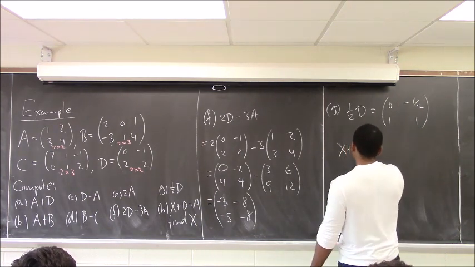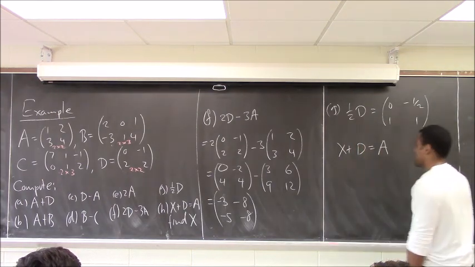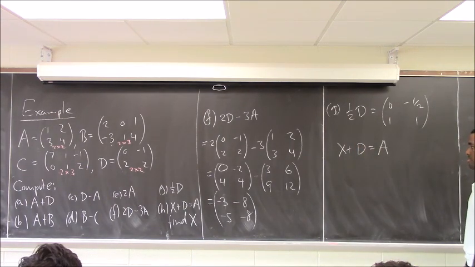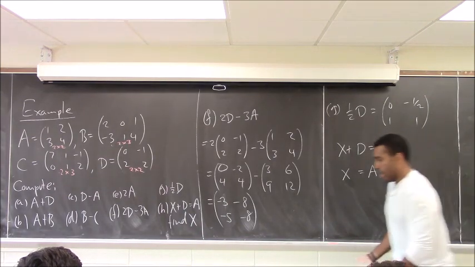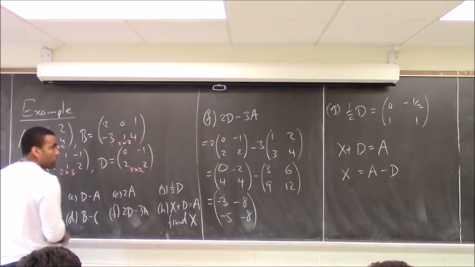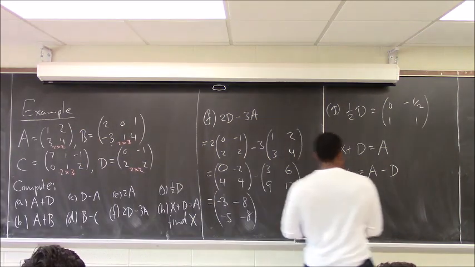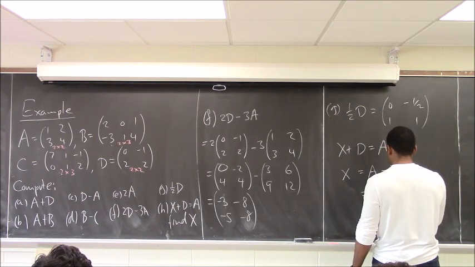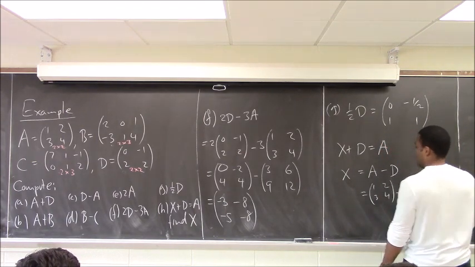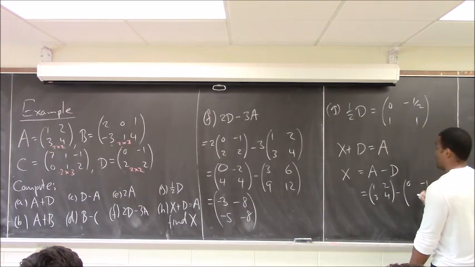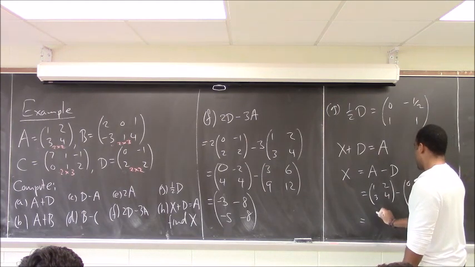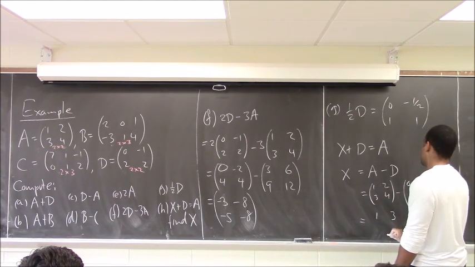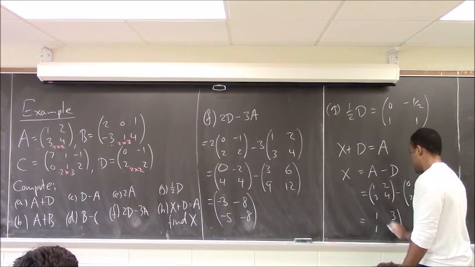Okay, so X plus D equals A. How do you solve for X? A minus D. Yeah, you can just do A minus D. There's something I want you to appreciate here. So yeah, I can do A minus D, [1, 2, 3, 4] minus [0, -1, 2, 2]. And so this is going to be 1 minus 0, 2 plus 1, 3 minus 2, 4 minus 2. Okay, so that's going to be the idea.